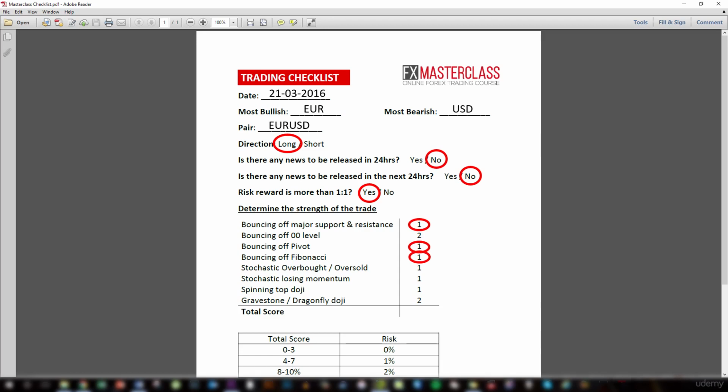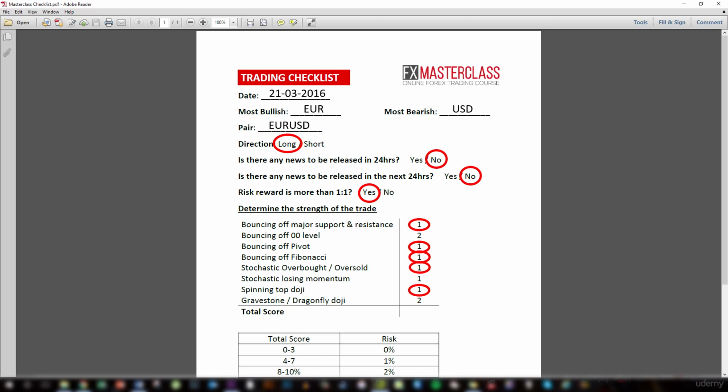Next, look at the stochastics and determine if it is overbought or oversold. If you are going short, you will need to ensure that it's overbought, and if you're going long on the pair, check to make sure that it's currently oversold. Continuing on with the stochastics, look for divergence, or what we termed as slowing momentum in the previous video, and circle the score if it is present. Lastly, we need to observe the kinds of candlesticks that are present, so look to see if there are dojis and what kind of dojis there are.